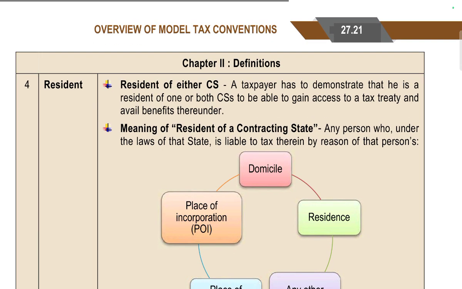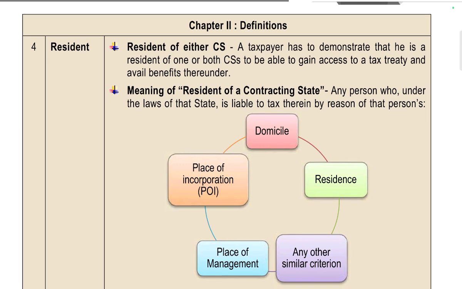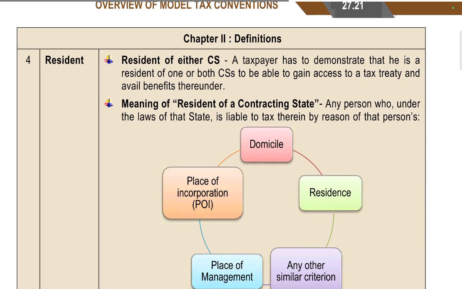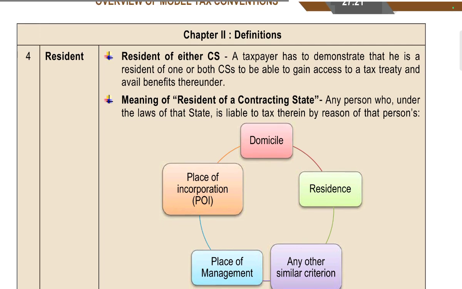Chapter 2: Definitions. Residents of the contracting state. Either resident of either contracting state. The taxpayer has to demonstrate that he is a resident of one or both of the contracting states to be able to gain access to the tax treaty and avail benefits thereunder.